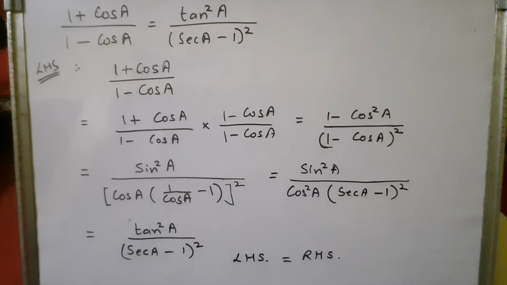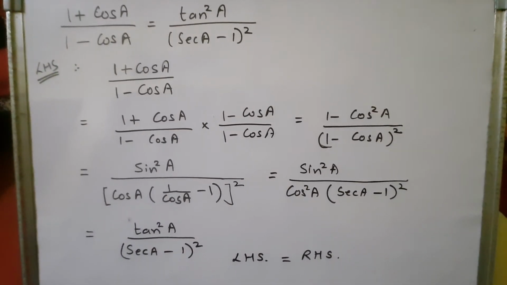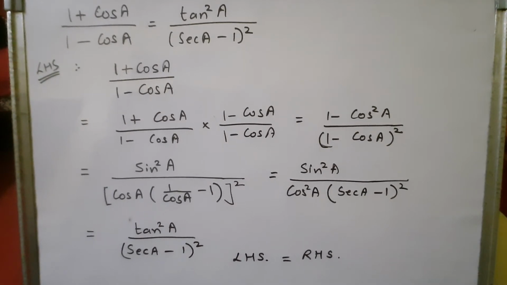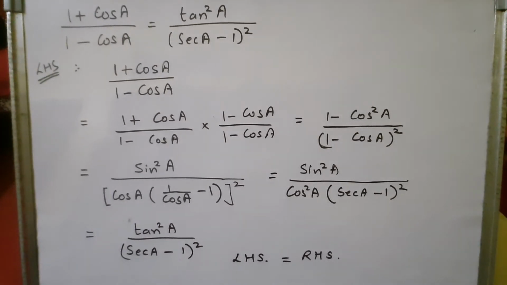Let's see another sum children. In this sum it is given to prove that 1 plus cos a upon 1 minus cos a is equal to tan square a upon sec a minus 1 to the whole square. In the left hand side it is given 1 plus cos a upon 1 minus cos a. So we are going to pick the left hand side and then we are going to prove that the left hand side is equal to the right hand side after simplification, right?